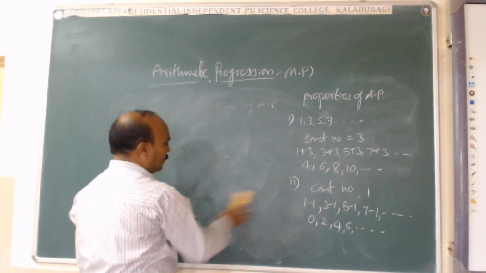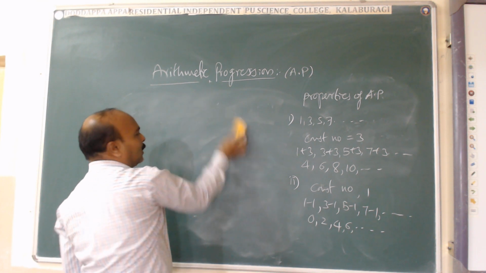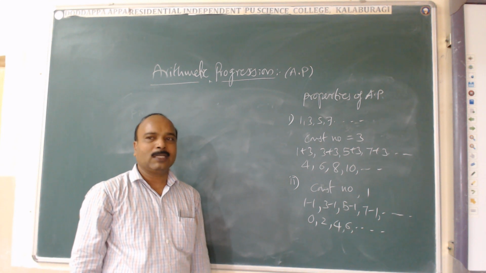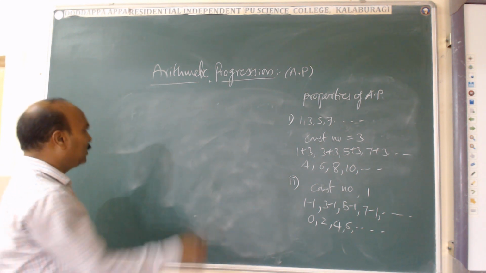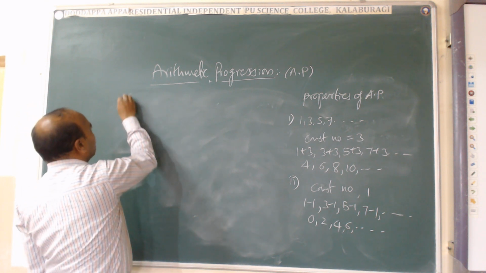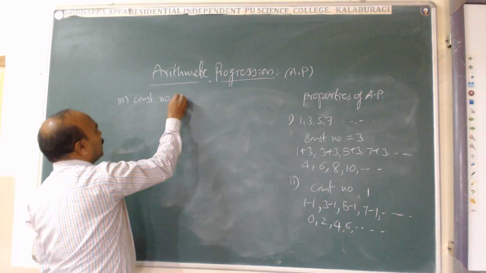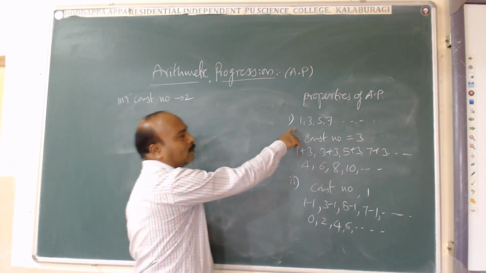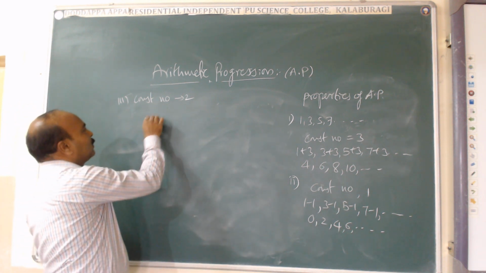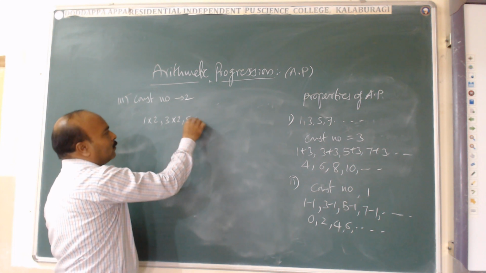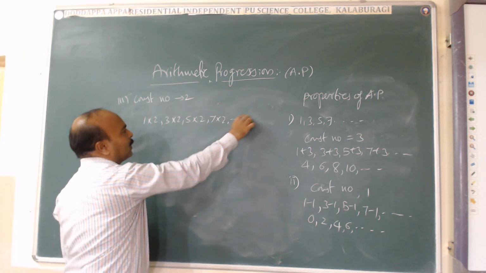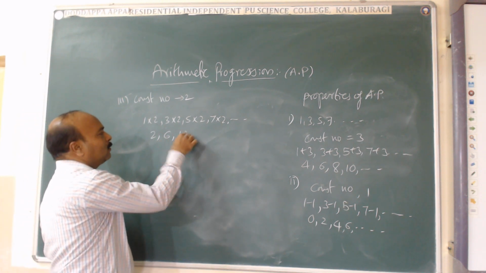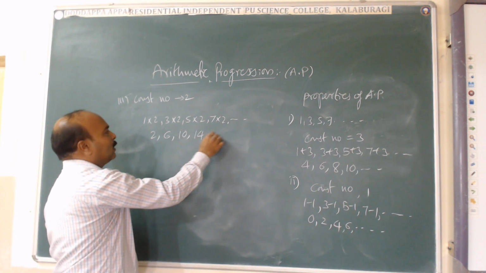The third property states that when we multiply each term of an AP by any constant number, then it remains an arithmetic progression only. Now I will take the constant number as 2. That means I will multiply every term of this AP by 2. Then what happens? It is 1 into 2, 3 into 2, 5 into 2, 7 into 2, and so on. Now we get 2, 6, 10, 14, and so on.